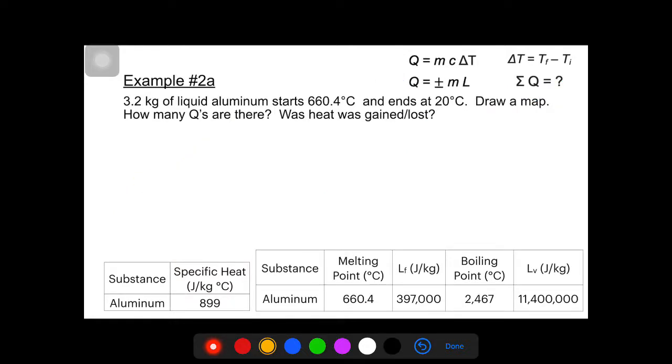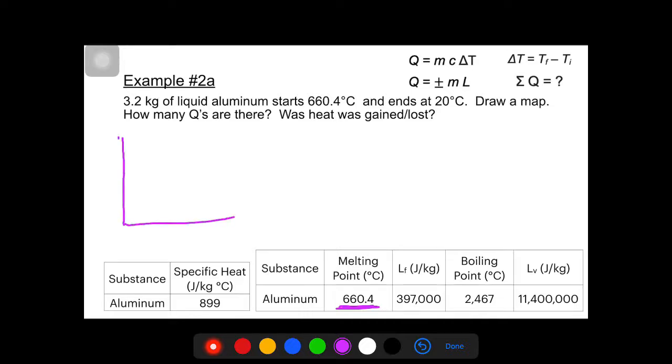For this one, problem number 2A, 3.2 kilograms of liquid aluminum starts at 660.4 degrees Celsius. Now, I am telling you it is liquid aluminum. We are just used to aluminum as being a hunk of solid metal, but this is in the liquid stage, and conveniently I picked it's at the melting point. So the idea is it's at the phase change, but we'll get to that in a second. And it ends at 20.